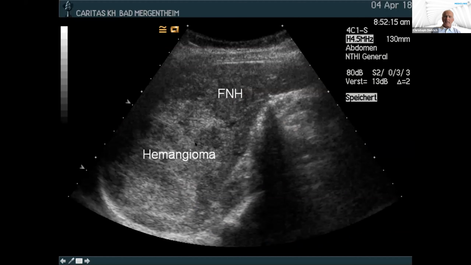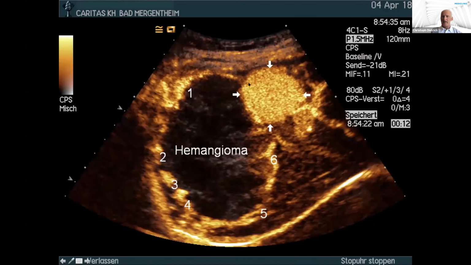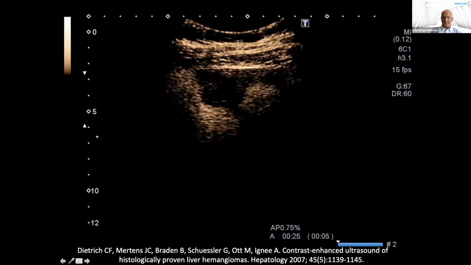In up to 30%, hemangioma are in combination with other focal liver lesions. Here you can see CEUS makes the difference. I'm not quite sure what is here. It is a focal nodular hyperplasia and a hemangioma with peripheral nodular contrast enhancement and centripetal fill-in.